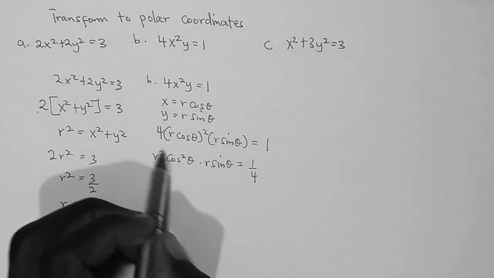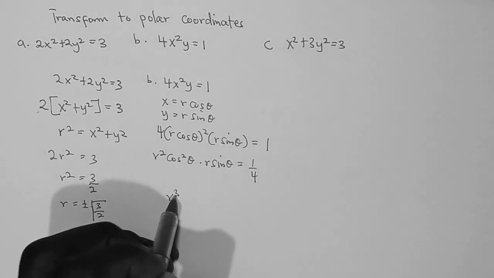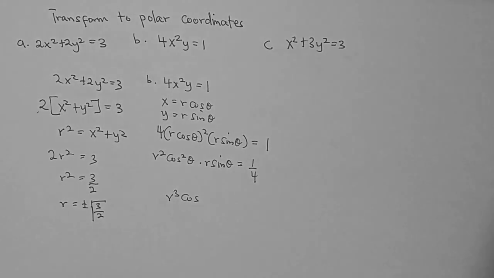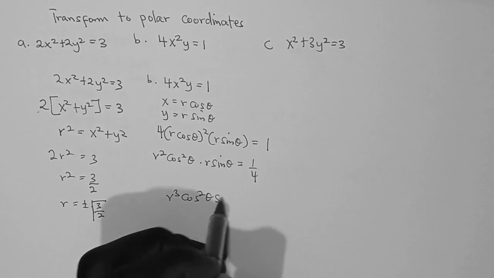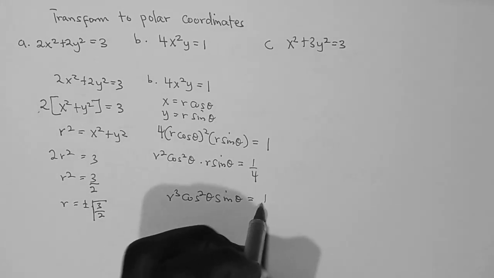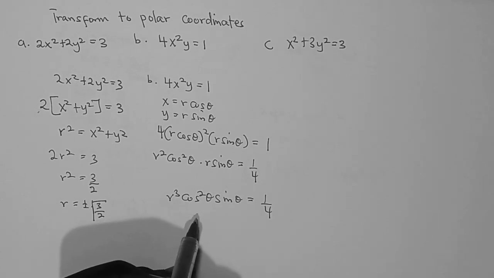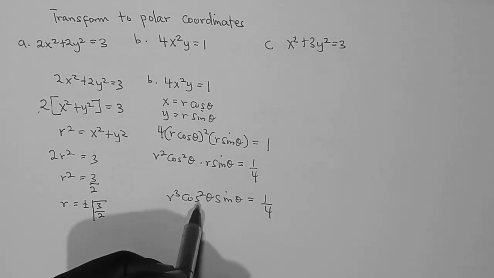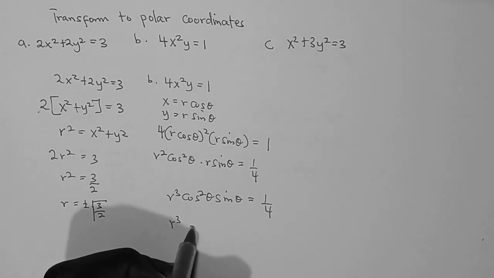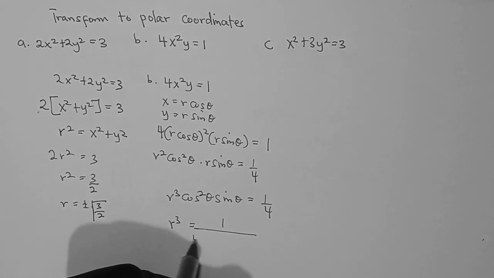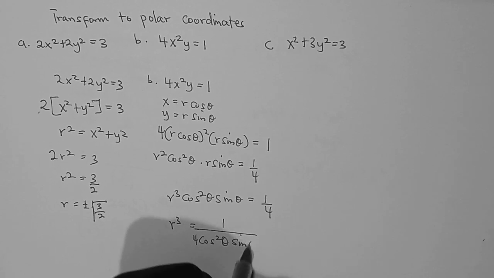But we know that r squared and r will give us r cubed. So here becomes r cubed cos squared theta sin theta equals 1 over 4. So to make r the subject, we'll divide through by cos squared theta sin theta. So r cubed is equal to 1 over 4 cos squared theta sin theta.